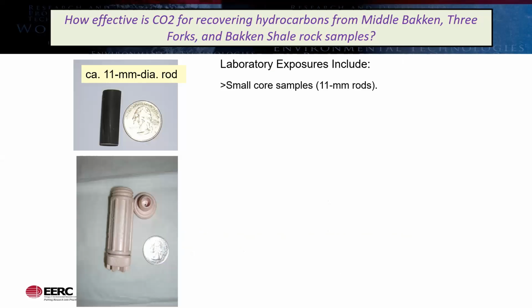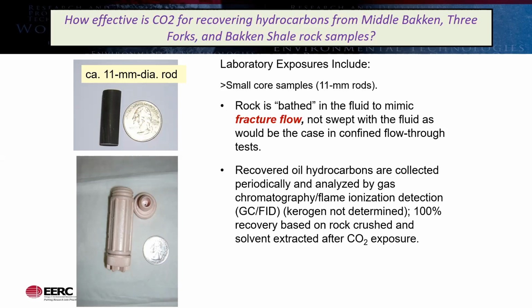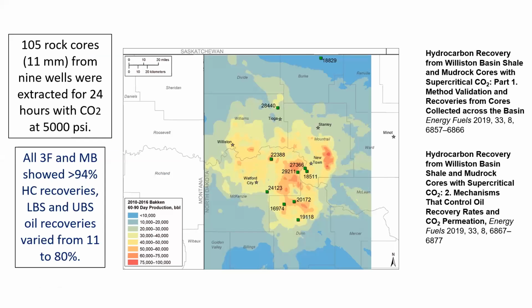Okay, we're going to use 11 millimeter rods. Right here, we surround these with the fluid. We're not forcing it through the rock. We're letting the CO2 be in a bath, and we're doing that to mimic fracture flow that we think will dominate in fractured systems. Recovered oil is collected, analyzed by GC, and we get the recovery from it. Exposures at 1,500 to 5,000 psi. We've done 105, actually a lot more than 105 now, of these 11 millimeter cores. References are over here if you want details on mechanisms and results.